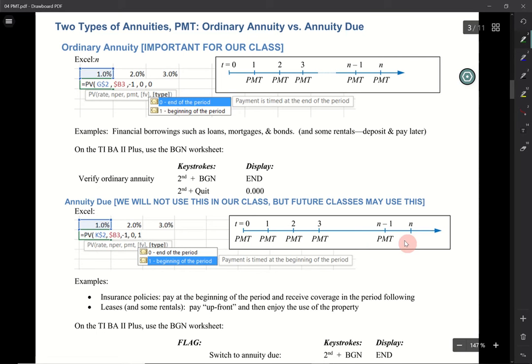Okay, so financial borrowings such as loans, mortgages, and bonds, and maybe some rentals where you pay at the end, those are where you would use an ordinary annuity. But not all business contracts are like that. Not all business dealings are like that.